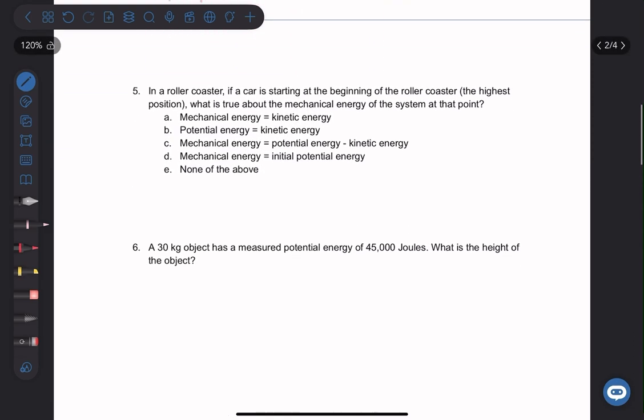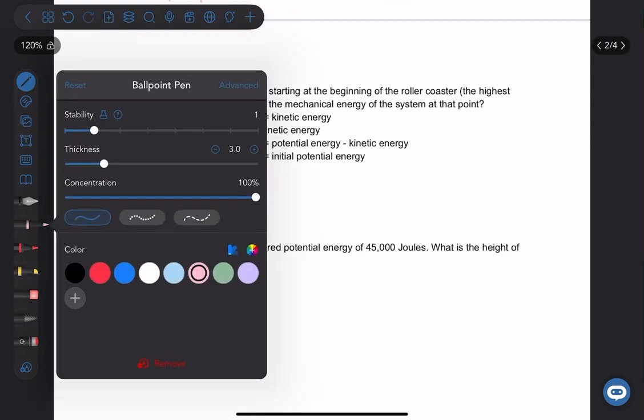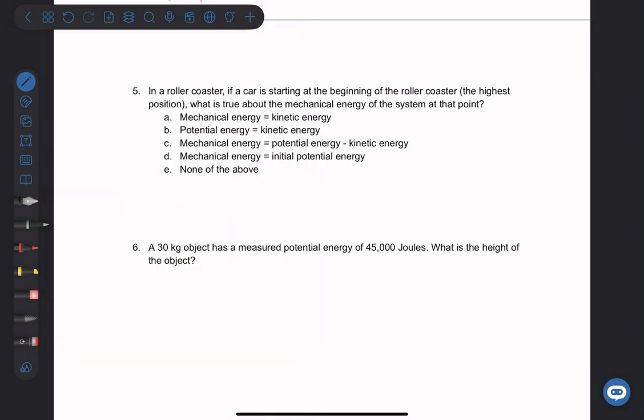Okay, next one. In a roller coaster, if a car is starting at the beginning of a roller coaster, what is true about the mechanical energy of the system at that point? Okay, so the mechanical energy is always equal to potential energy plus kinetic energy. And if we have a roller coaster, let's draw one. The beginning, so let's say we're over here.